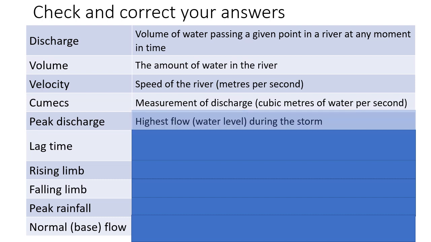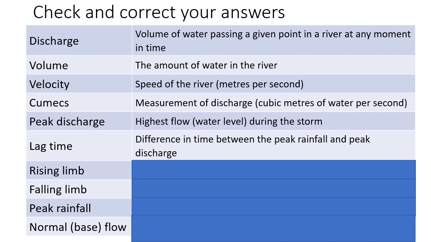Peak discharge, we talked about the maximum flow during the storm when the graph's at its highest. The lag time is the time between the peak rainfall and the peak discharge.